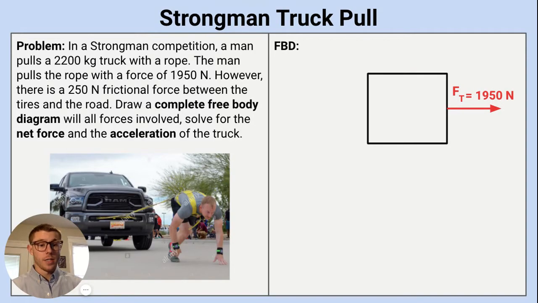So our force tension here is 1950 newtons based on the problem statement. Excellent. Now there is also a second force given in the problem, which opposes this force and is due to friction. Here we have F with a subscript F, which is 250 newtons. Excellent. So now we have these two forces which are opposing each other.